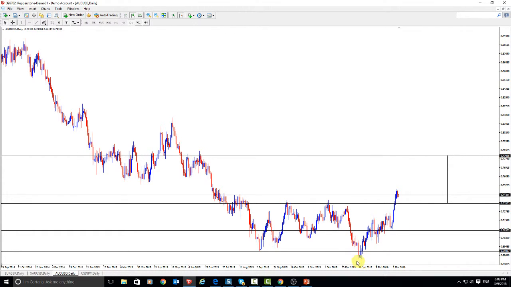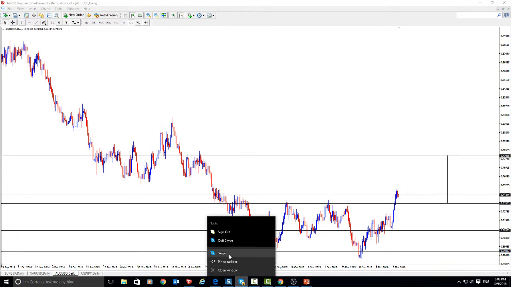And you can place the stop loss below here, but it won't work out risk reward wise. Let's get rid of this. One second, sorry about that.